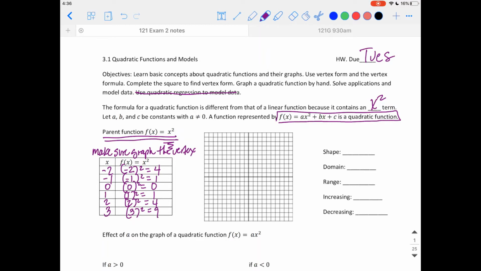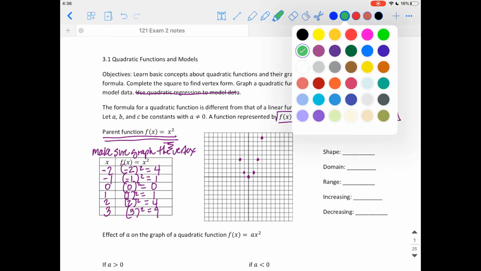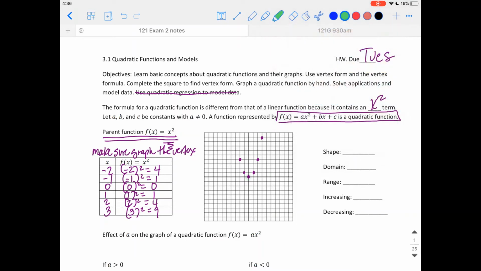So let me graph these points. You can pause the video and graph them faster. So this point right here that I'm going to highlight in green is the vertex. It's technically the turning point where the parabola changes from increasing to decreasing.